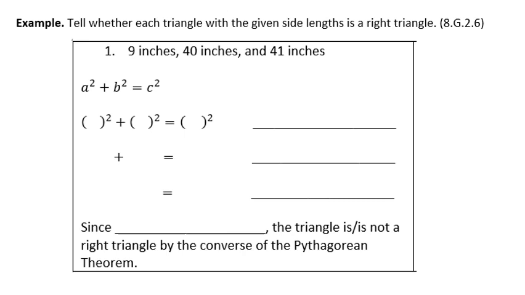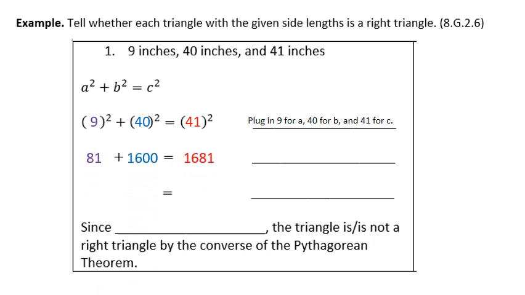So here's another example. It says, tell whether each triangle with the given side lengths is a right triangle. Here we have a triangle with 9 inches, 40 inches, and 41 inches as the length of the sides. We have to assume that the hypotenuse will be the 41 inches because we know that the hypotenuse will always be the longest side. So we want to check to see if it's actually going to form a right triangle. So let's go ahead and square the two legs to see if it equals the square of the hypotenuse. So we'll do 9 squared, 40 squared, and 41 squared.